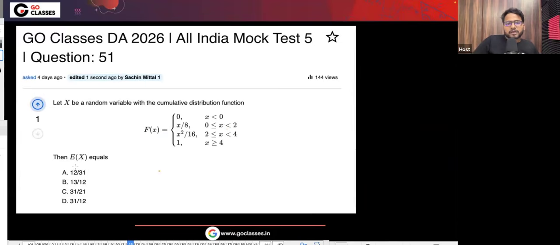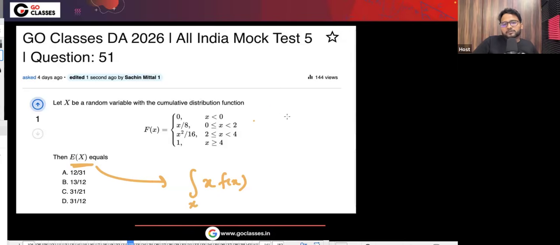Now let's solve this question. Here in this question, they are asking the expectation of X. The expectation of X, for any random variable, will depend on whether it is continuous or discrete. But it will be basically the integration of x fx, if fx is the probability density function, right? And then it will be over all the values of x.